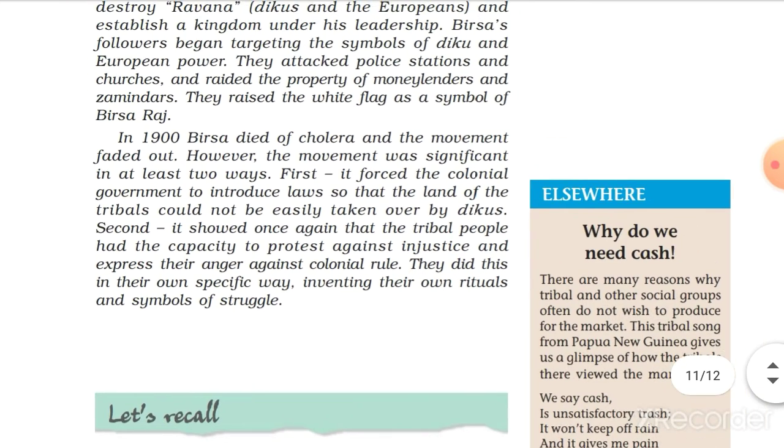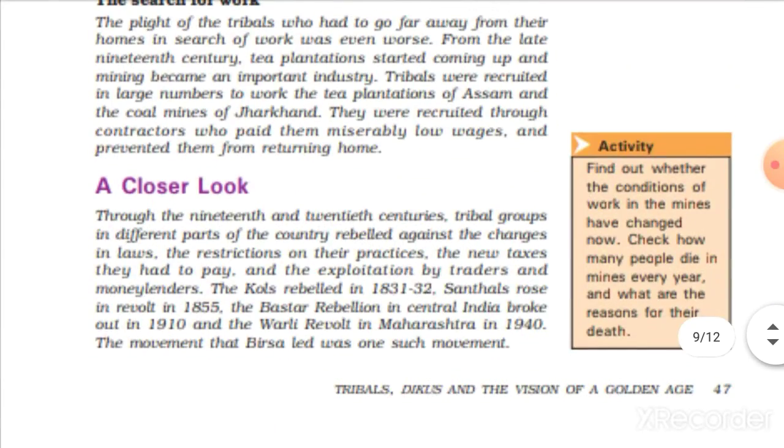Okay, now here in the last paragraph, it tells that this movement was not fruitful, but it was fruitful in two ways. First, it forced the colonial government to introduce laws so that the land of the tribals could not be easily taken over by Dikus, the outsiders. And second, it showed once again that the tribal people had the capacity to rebel against injustice and express their anger against colonial rule. So this was in this paragraph. I hope you remember the whole stuff.